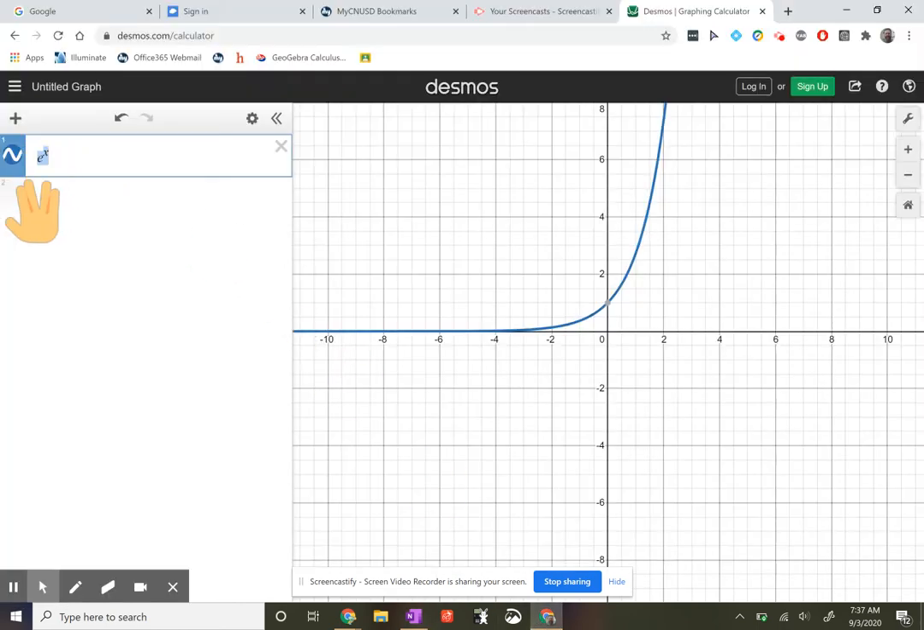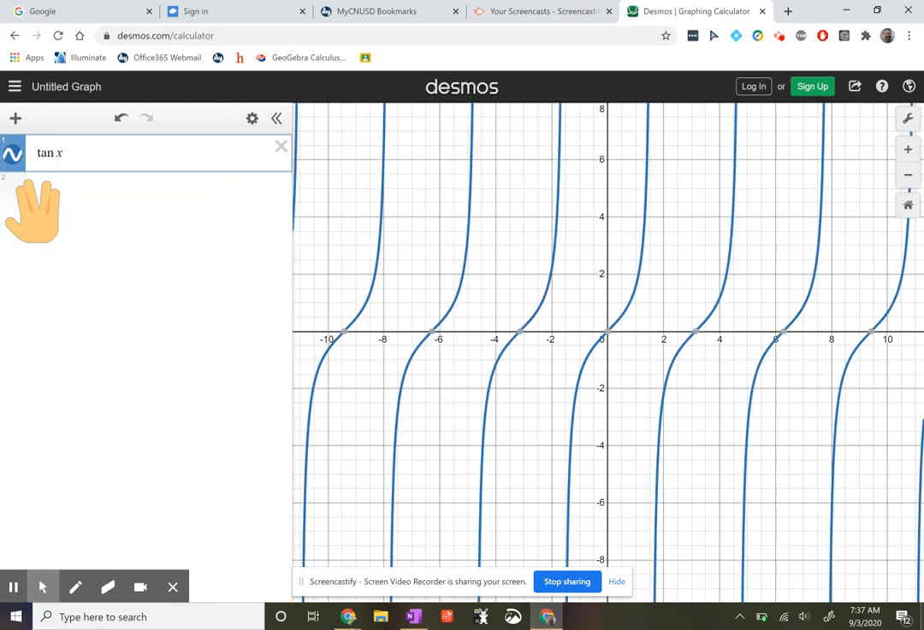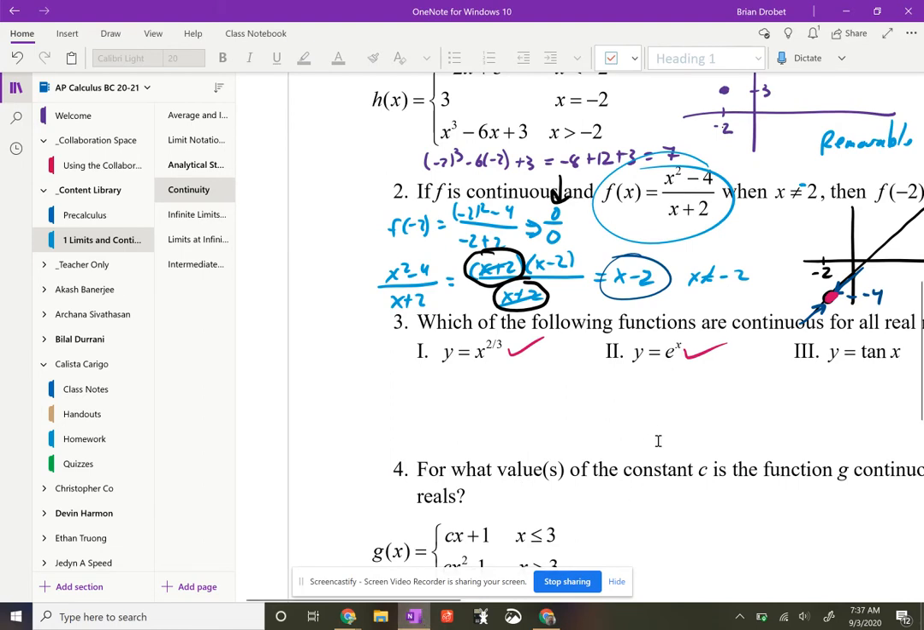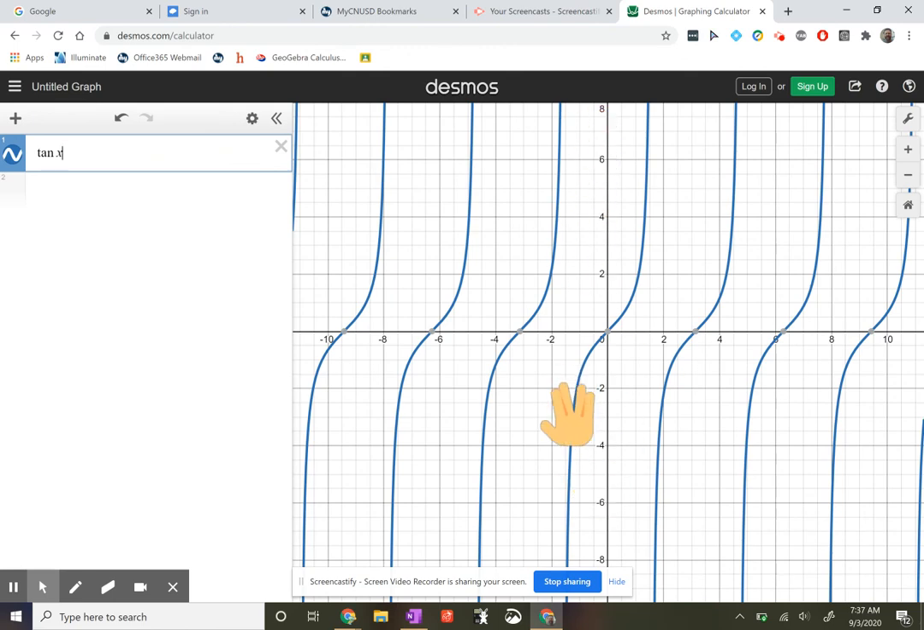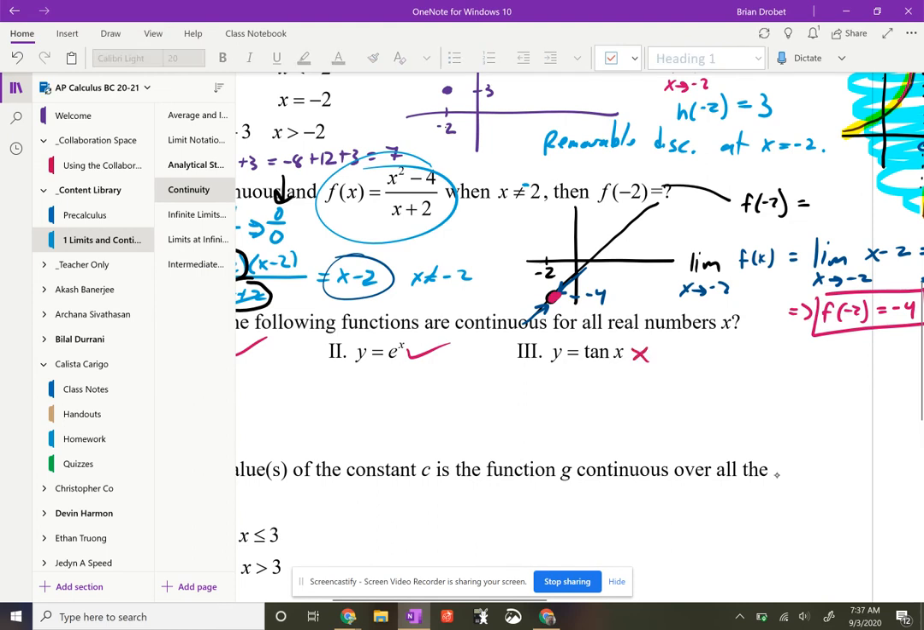And then how about tangent? You probably have a vision of what tangent looks like in your mind. Going back to what I was talking about before, we consider tangent to be continuous because even though it has these vertical asymptotes, the function is not defined there. So if you pick a point anywhere on here, the graph's always continuous at that point. However, this question is specifically asking which are continuous for all real numbers. And this is obviously not continuous everywhere because it has vertical asymptotes. So it's not this one. So it's only 1 and 2.